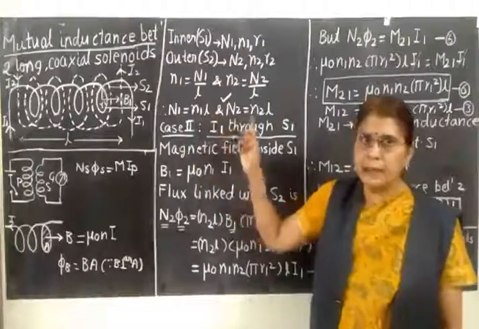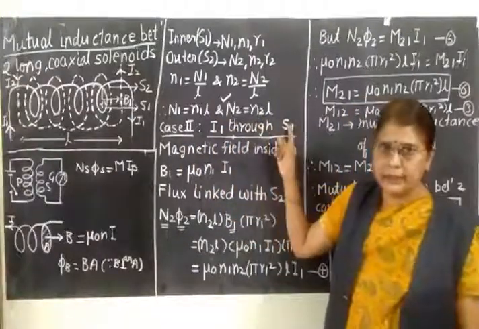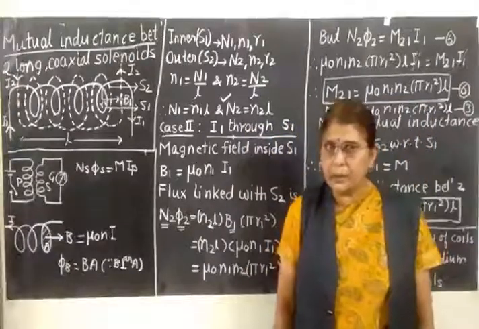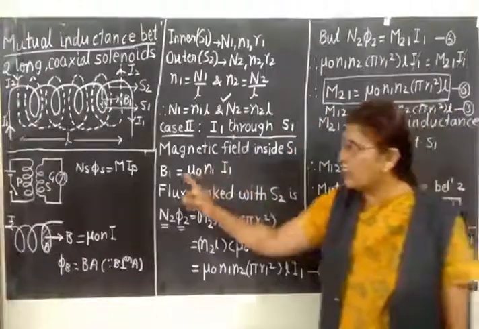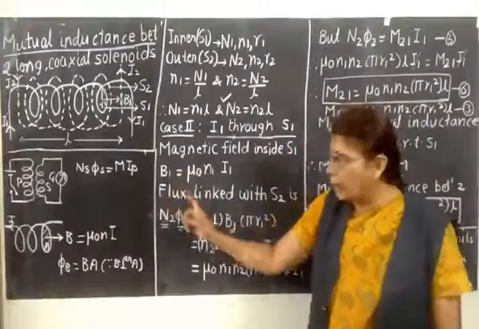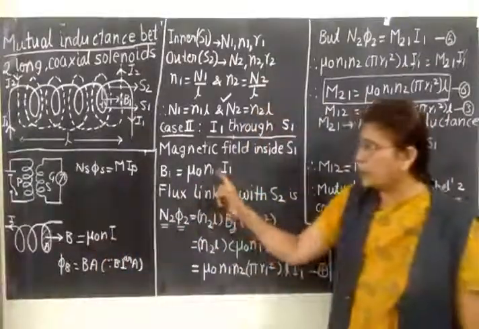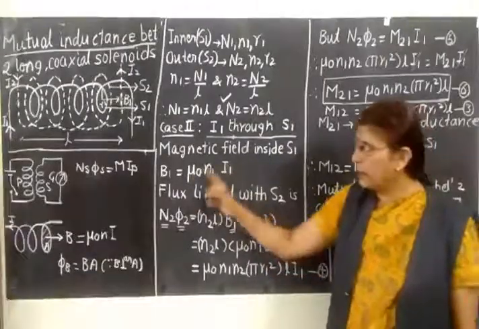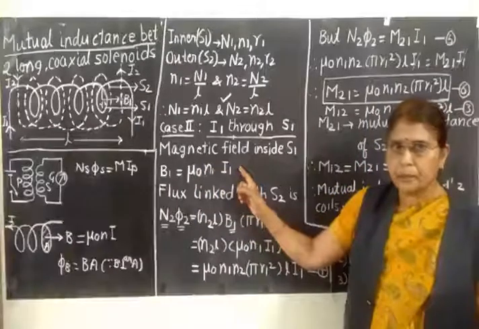That is, current is passed through the inner solenoid. So I1 is passed through S1. When current is passed through the solenoid, a magnetic field is produced. So the magnetic field inside the inner solenoid, we shall denote as B1. The value of B1 according to this equation is mu 0, number of turns per unit length n1 into I1. So B1 will be equal to mu 0 n1 into I1.